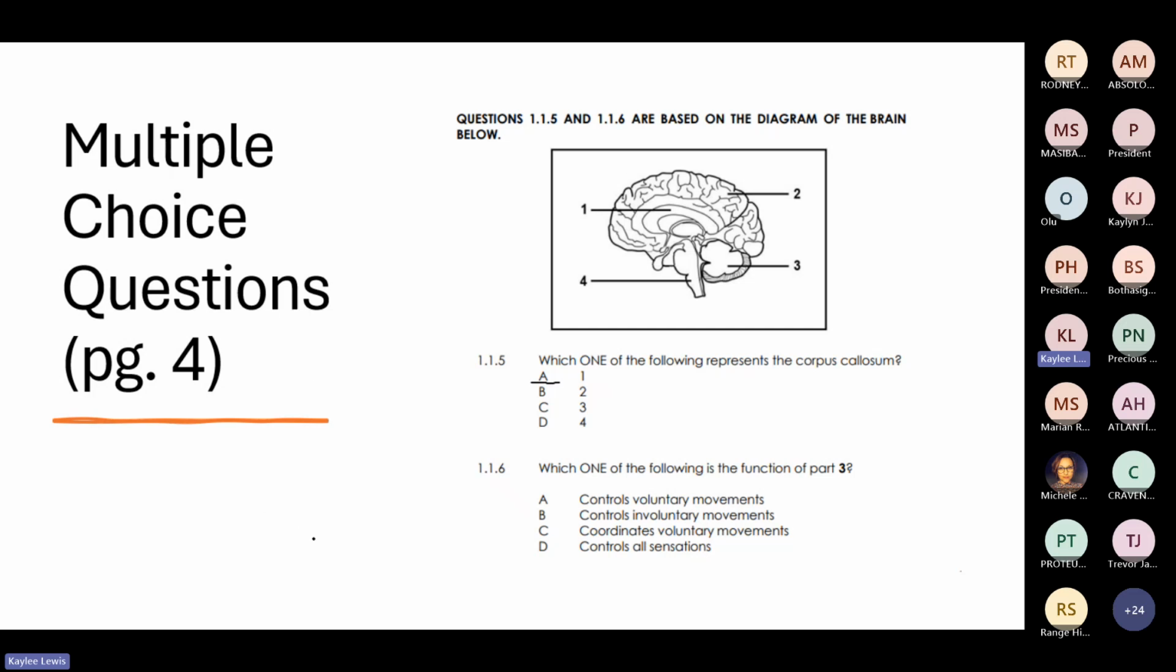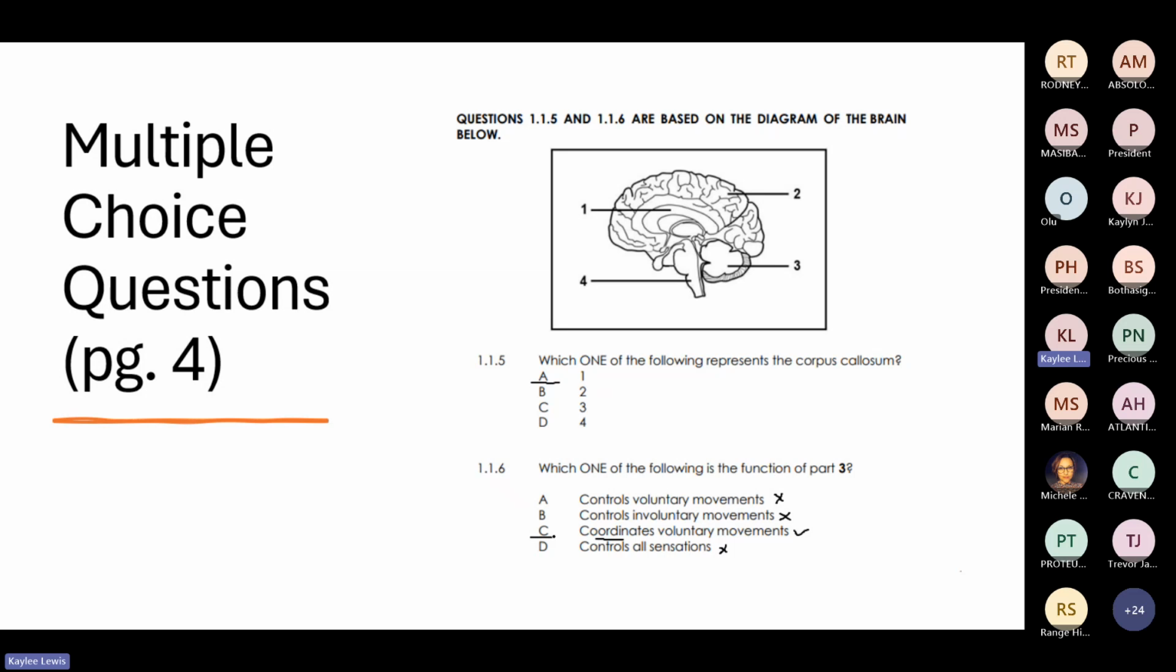Then 1.1.6, which one of the following is the function of part 3? So part 3 we've identified as the cerebellum. So now we need to look. Does the cerebellum control voluntary movements? No, the cerebrum does that. Does it control involuntary movements? No, the medulla oblongata does that. Does it coordinate voluntary movements? Yes, it does. And does it control all sensations? No, that would be the cerebrum. So the answer for 1.1.6 is C.